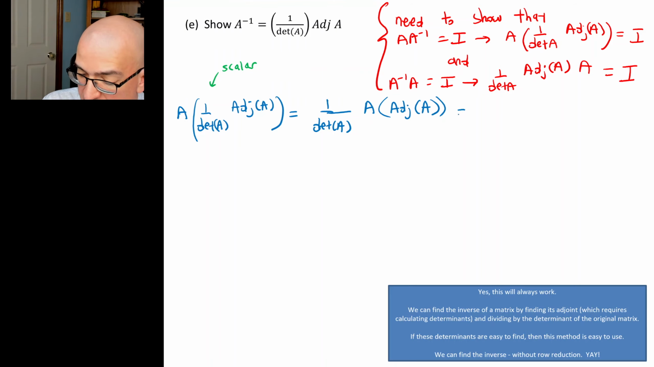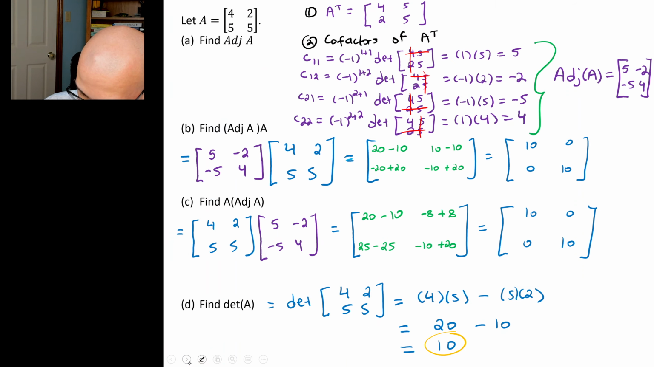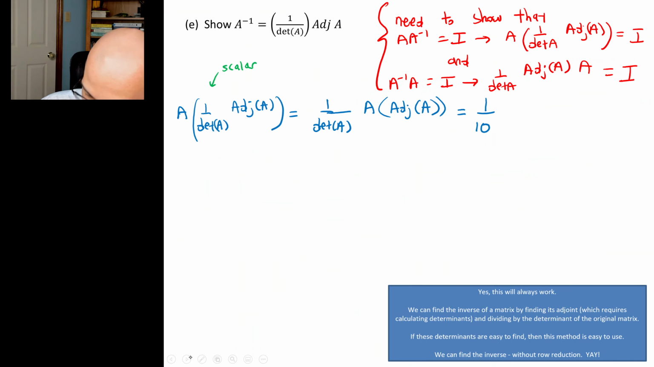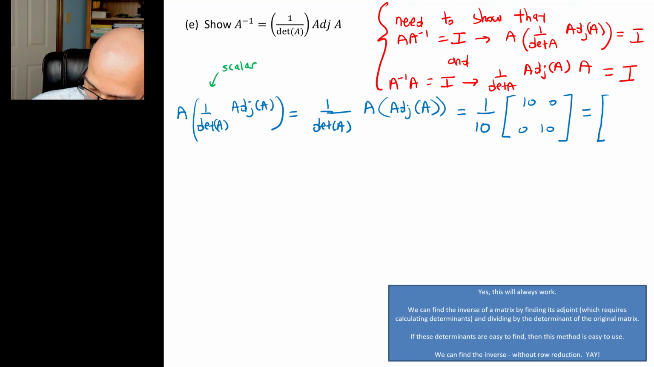Now we already did A times the adjoint of A, and we already found the determinant. We found the determinant was 10, so 1 over 10. And we found A times adjoint of A was 10, 0, 0, 10. And multiply 1 over 10 through, we get 1, 0, 0, 1 as needed.